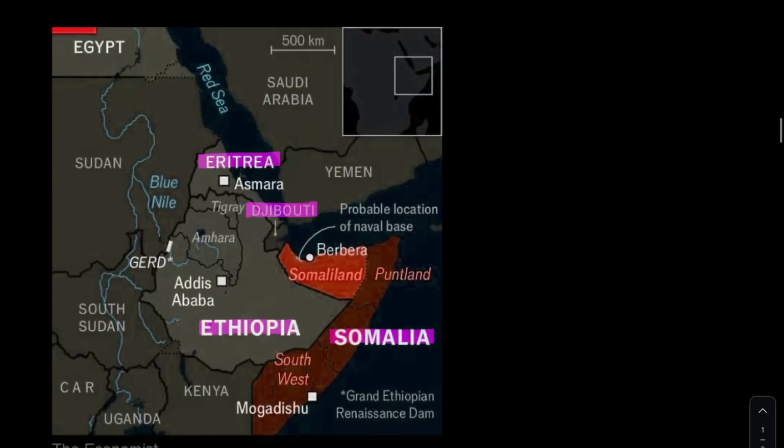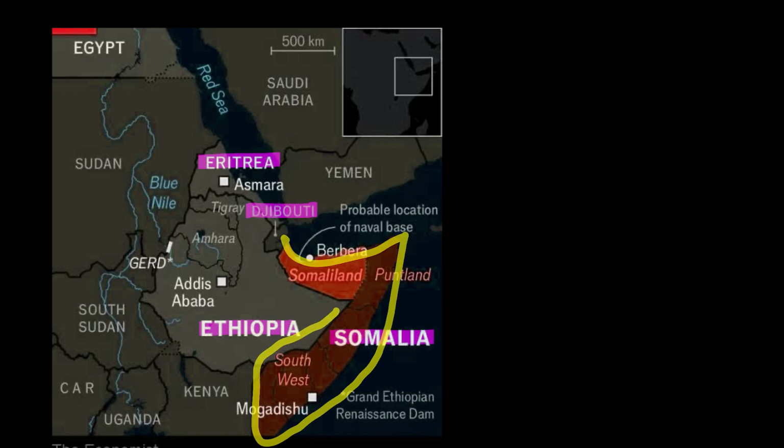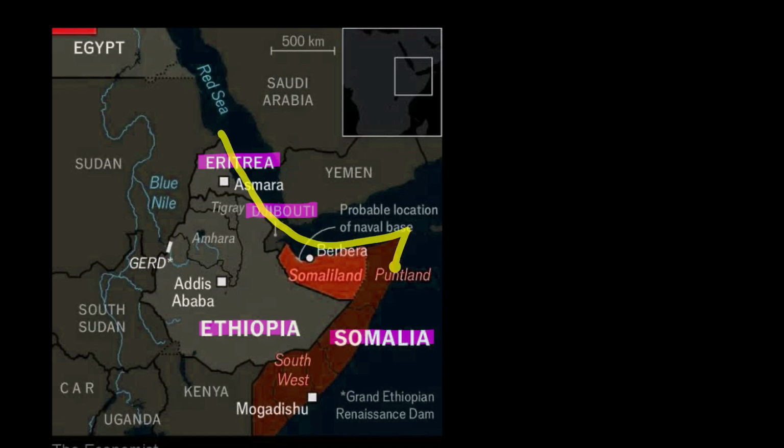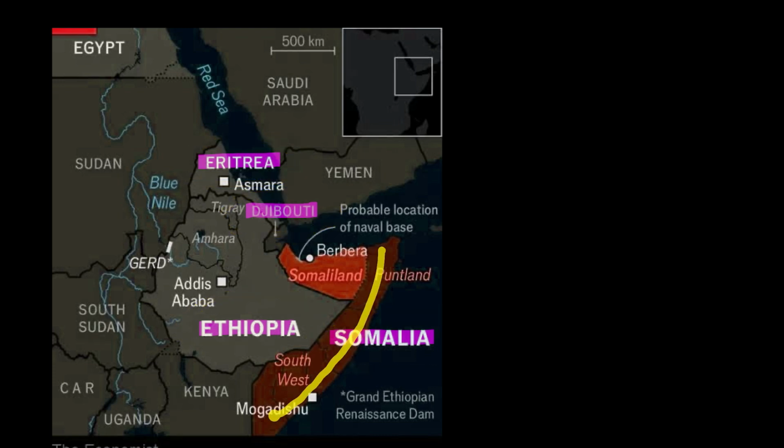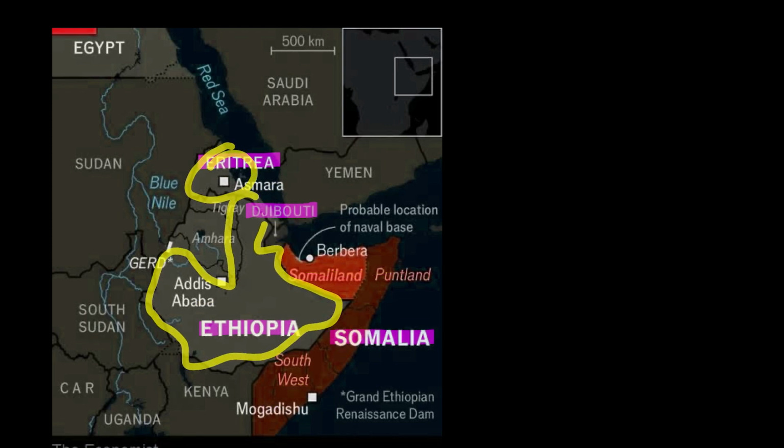So now comes the Horn of Africa. Horn of Africa is basically this portion right over here. This is said to be the Horn of Africa. So the countries lying in the Horn of Africa, from here to here, are Eritrea, Djibouti, Ethiopia, and Somalia. Somalia is this country. Then we have Djibouti over here, Eritrea, and this is Ethiopia.